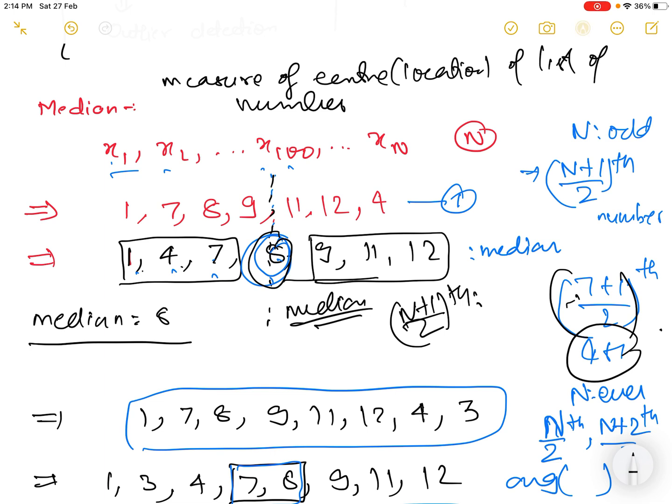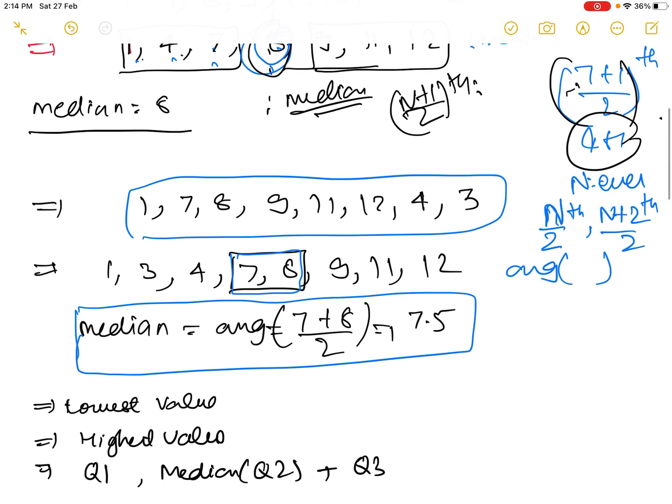Now let us see for an even number of data points. Again, first step, you arrange it in ascending or descending order. I arranged it in ascending order, and you see that around 7 and 8, on the left side of 7 you have 3 data points, and on the right side of 8 you have 3 data points. So 7 and 8 divide the data set into 2 equal parts. So you will take their average, and that will be your median.